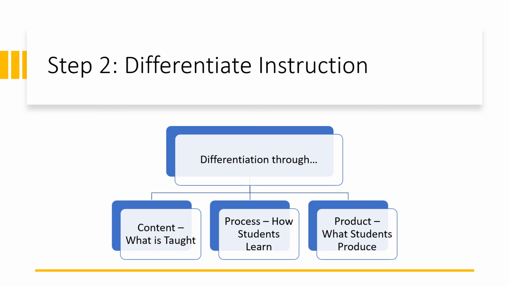Step 2 is to plan and implement differentiated instruction. You can differentiate instruction through content, what is taught, the process, how students learn, or the product, what students will produce.